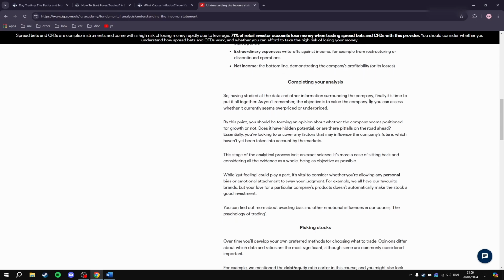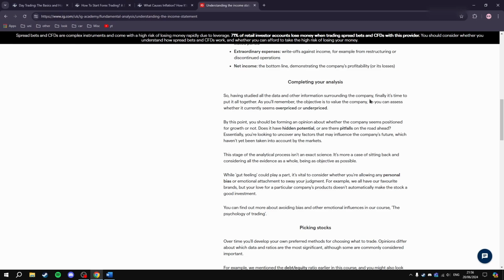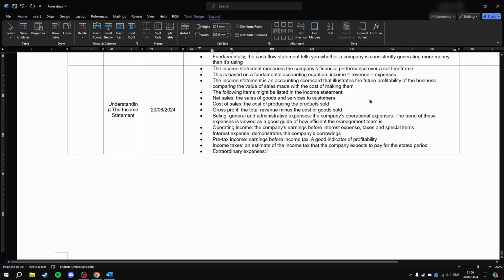Extraordinary expenses. Write-offs against income, for example, from restructuring or discontinued operations.